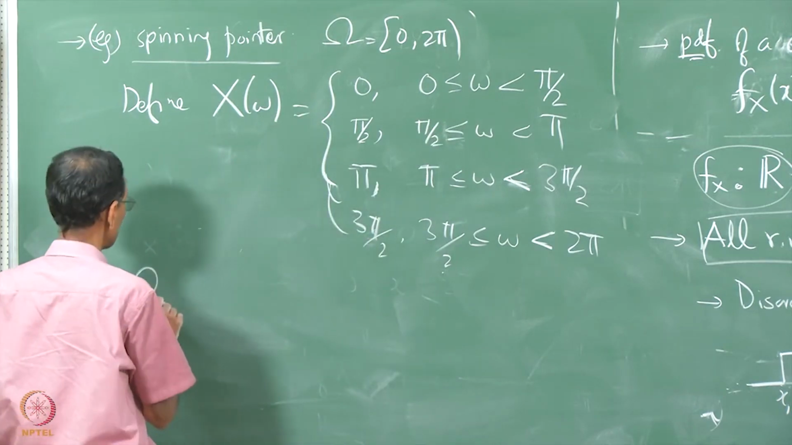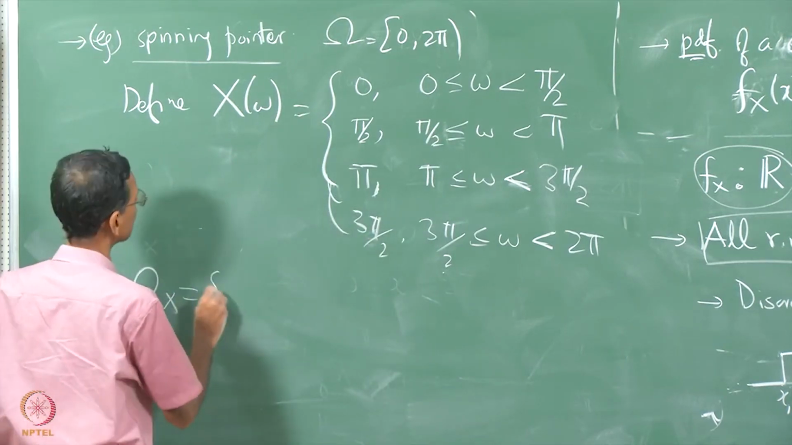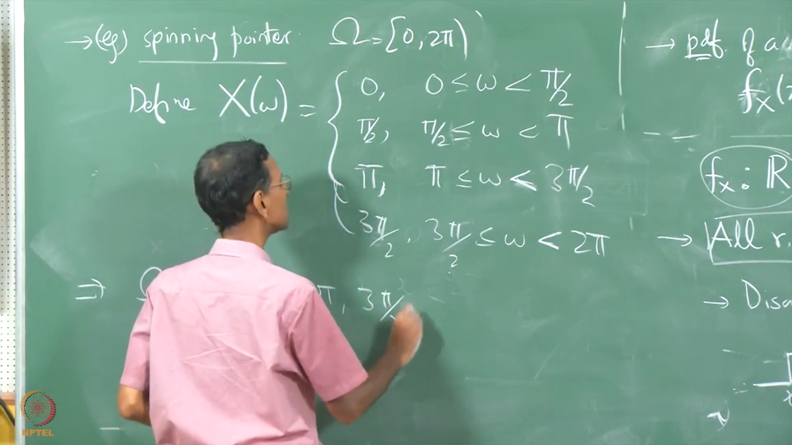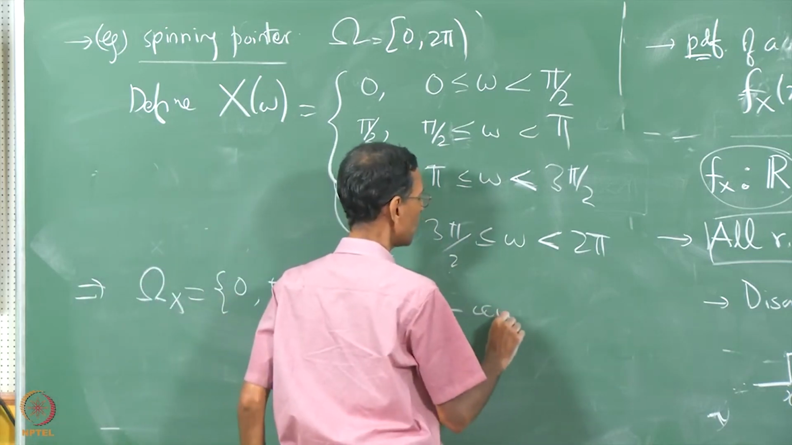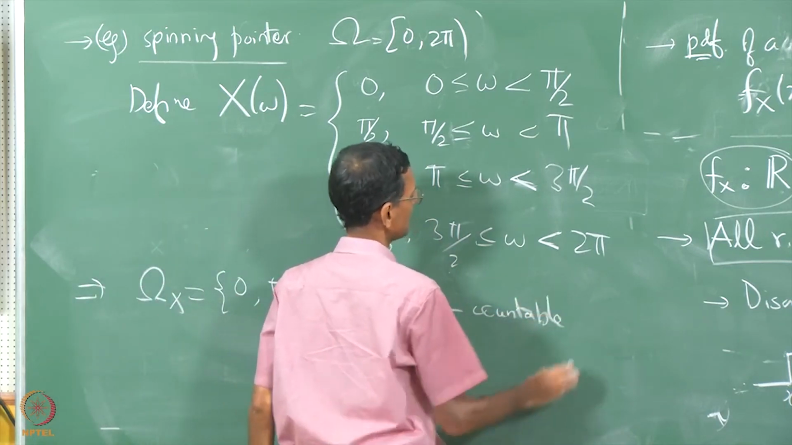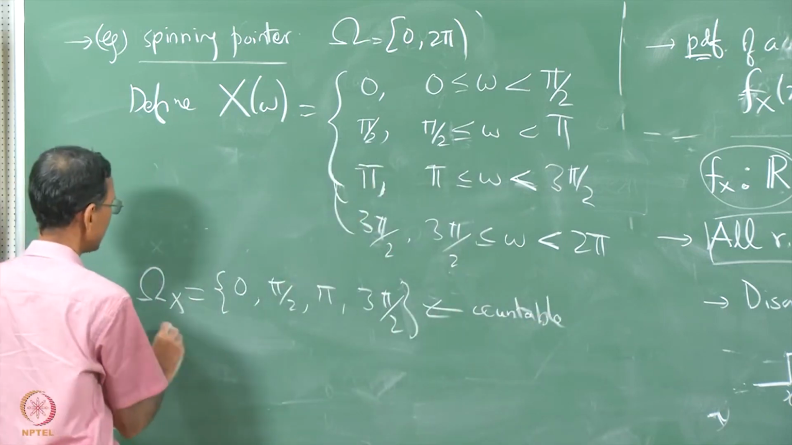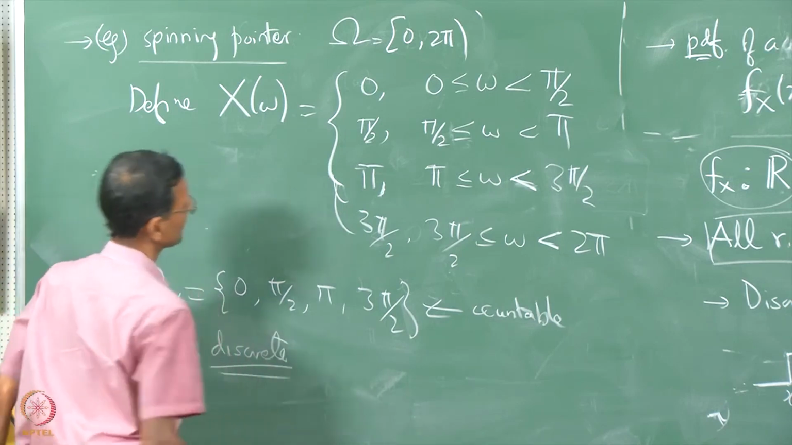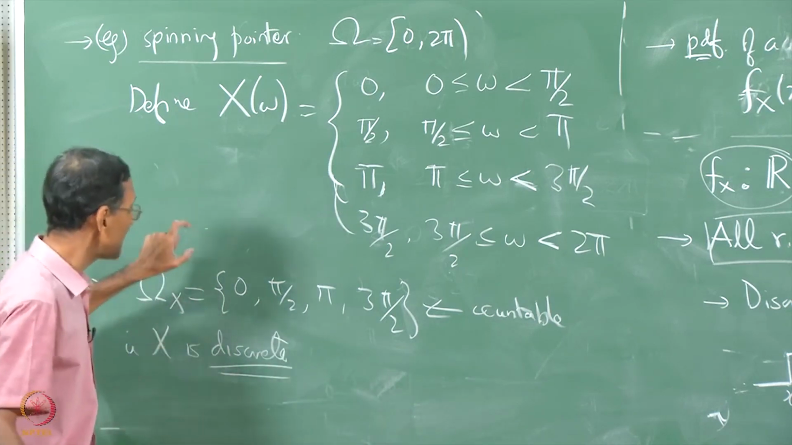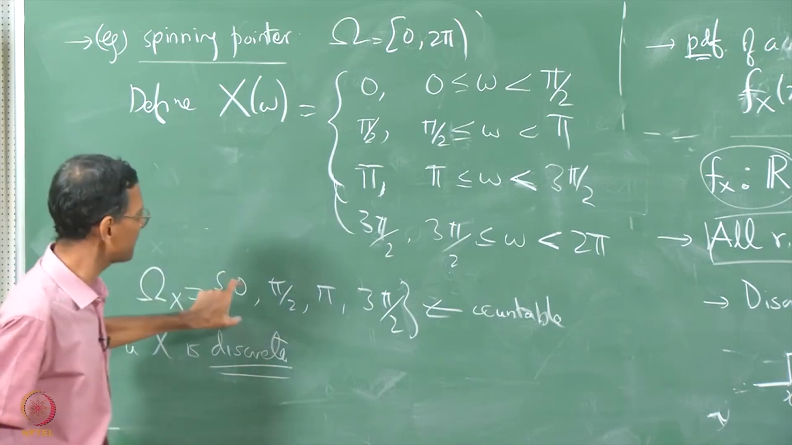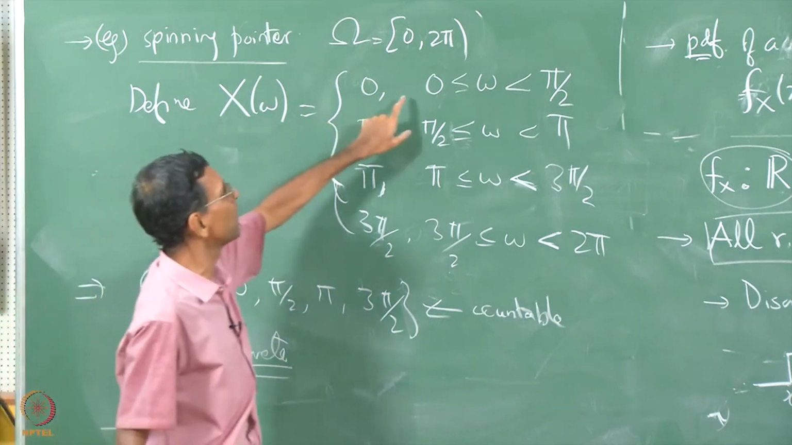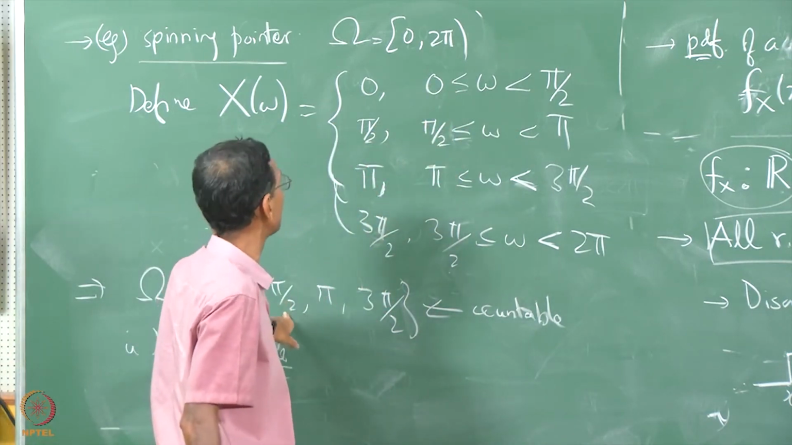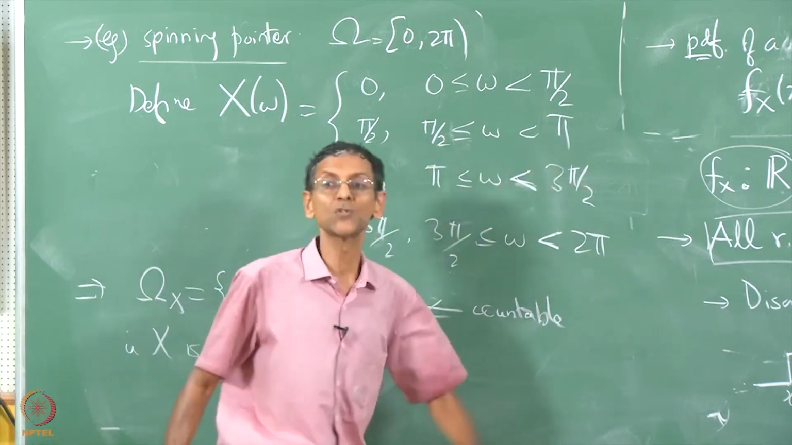But Omega X in this case is just the set of 4 values 0, pi by 2, pi, 3 pi by 2, which is certainly a countable set, and therefore X is, in this case, discrete. It is not continuous. And you can talk here in terms of the PMF of this X. What is the probability that X takes the value 0? That is the probability that you observe this interval. What is the probability that X takes the value pi by 2? That corresponds to the probability of this interval, and so on.